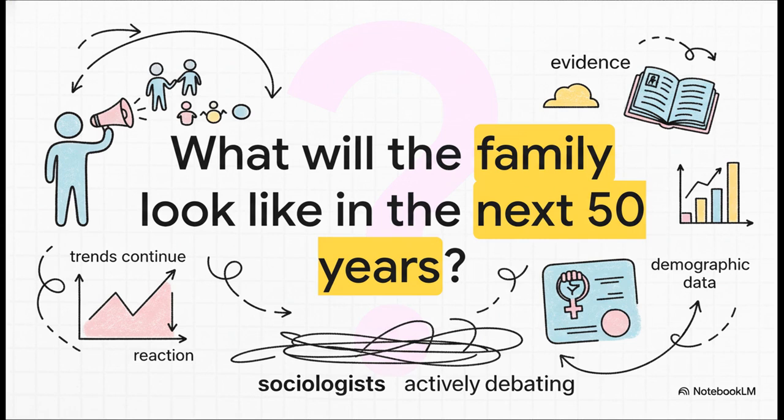So, that leaves us with one final thing for you to think about. After everything we've looked at, all the theory, all the data, what do you think the family is going to look like in another 50 years? Are we going to see even more diversity? Or do you think there might be a swing back towards more traditional ideas? There's no single right answer, but it's exactly the kind of question top sociologists are debating right now, and it's a great one to chew on as you finish up your revision.